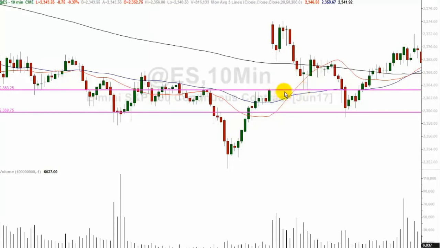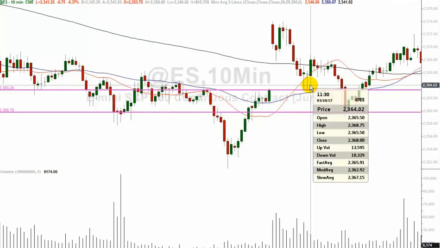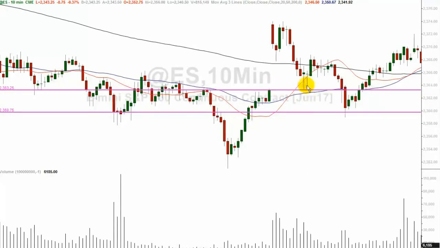As soon as it filled the gap, you got a nice bounce higher, and at 23.63 and a quarter, you got a bounce up to 23.6875, and this is all in about 30 minutes worth of trading. This is right off of a gap level. And you can see what happened.